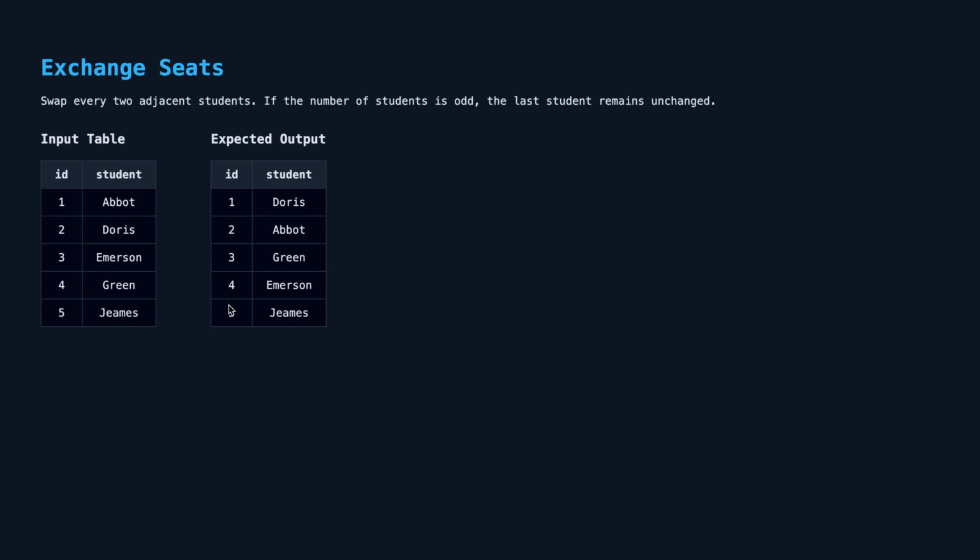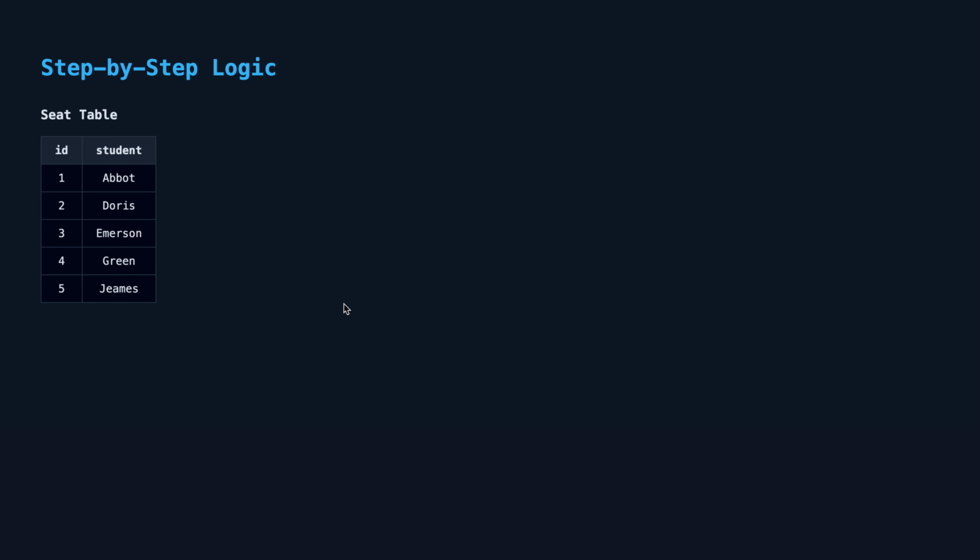Finally, we reach seat 5, which contains James. Since there is no seat 6, this student cannot be swapped with anyone. So he stays over there in seat 5. Now this produces our final output table, which is this. Now let's understand the logic needed to implement this in SQL.